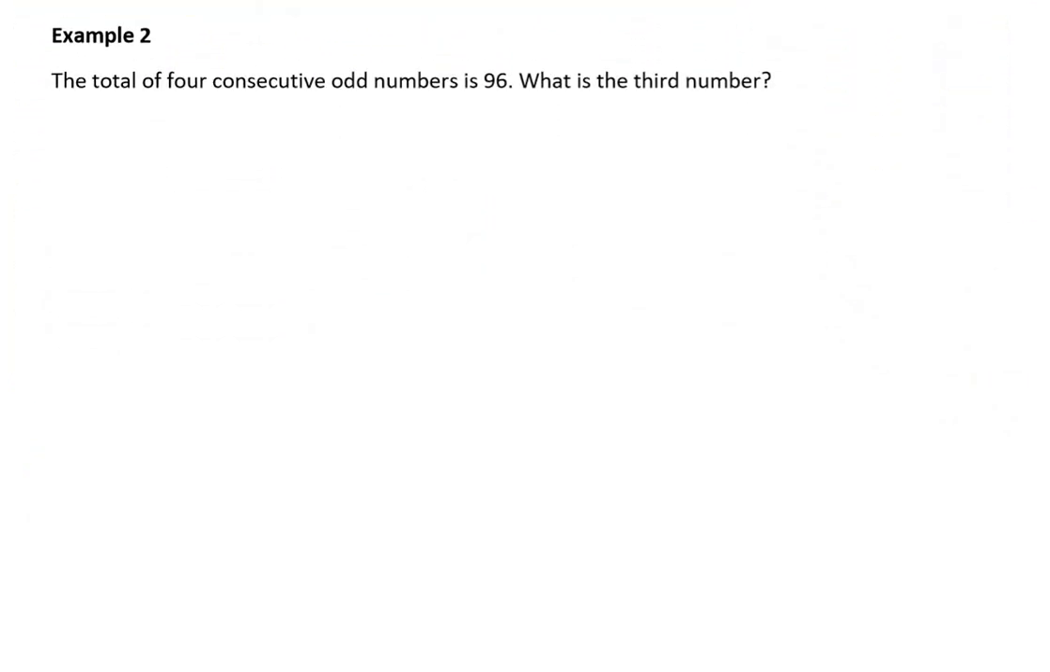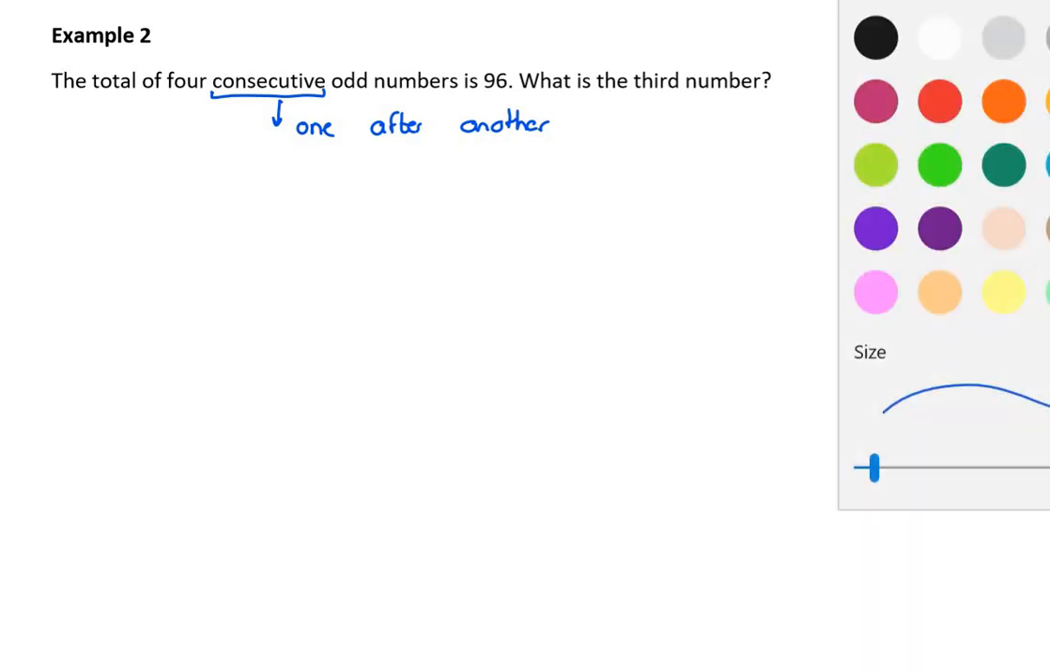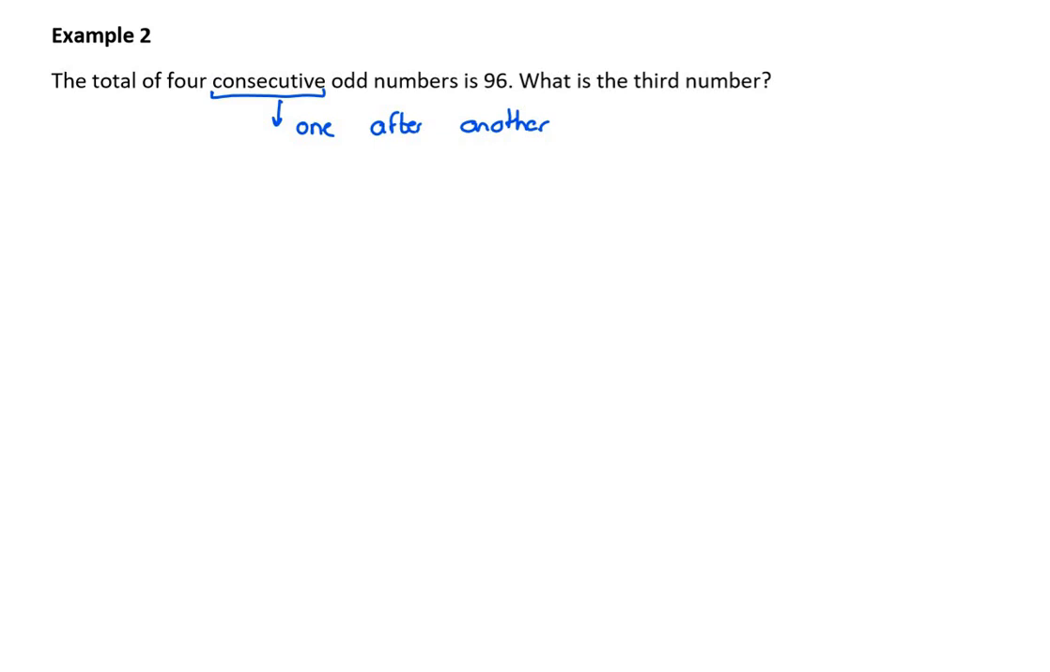The total of 4 consecutive, so what does the word consecutive mean? Consecutive means one after another. So 1, 2, 3, 4 are 4 consecutive numbers. But now these aren't just consecutive numbers, they're consecutive odd numbers. So the total of 4 consecutive odd numbers is 96. What is the third number?